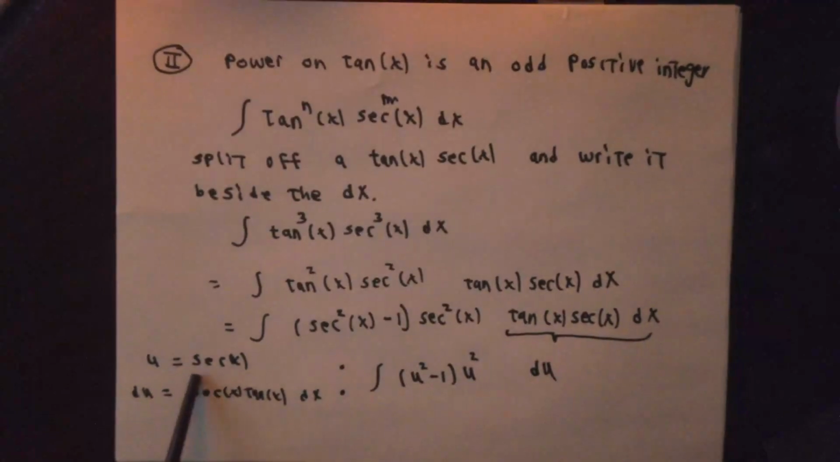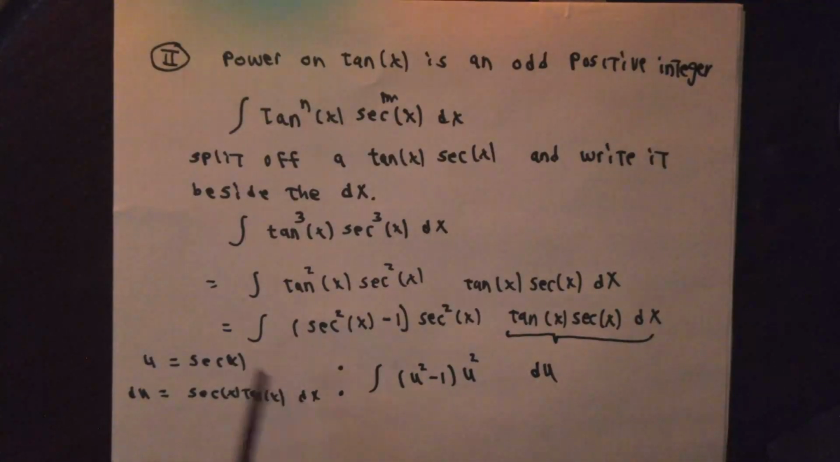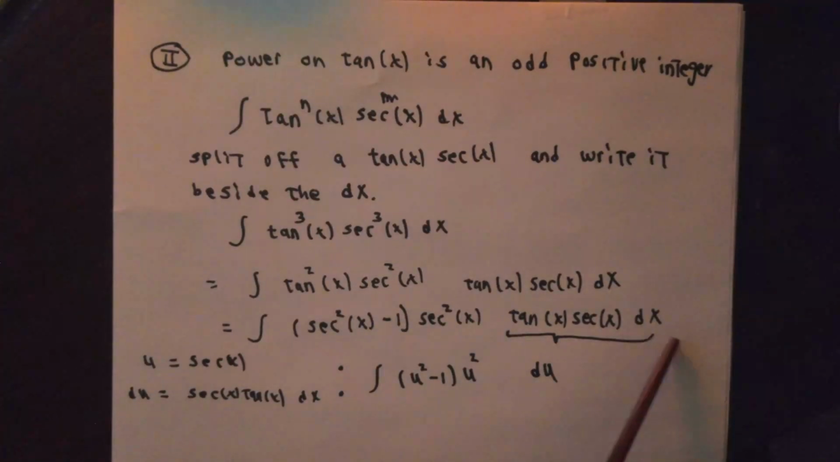I'll let u equal secant of x. du/dx is secant x tangent x, so du is secant x tangent x dx. If I write my integral using these facts, here I'll have a factor of u squared minus 1. Here I'll have a factor of u squared, and tangent x times secant x dx is du. This turns this into a very easy integral to do.